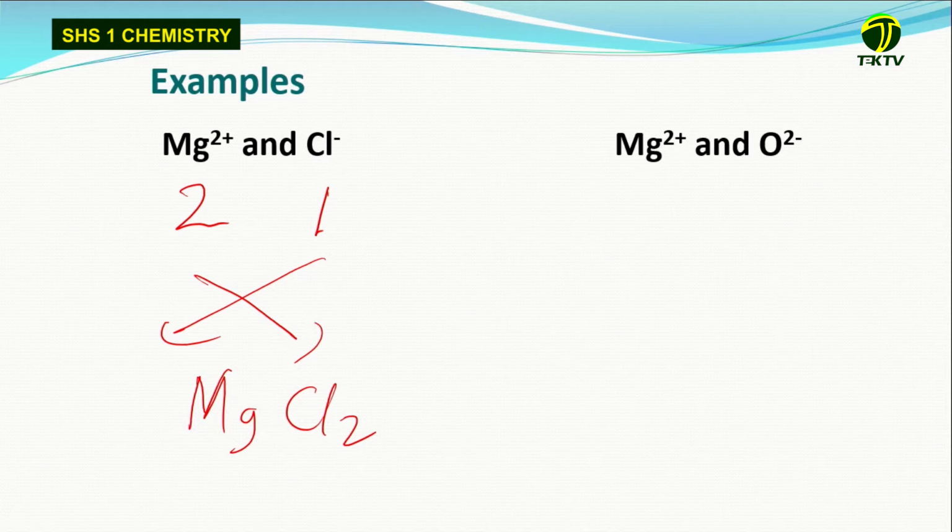And the compound is neutral because for magnesium we have 1 with a charge of +2. For chlorine we have 2, and each one has -1. So the total of +2 -2 will give us 0.